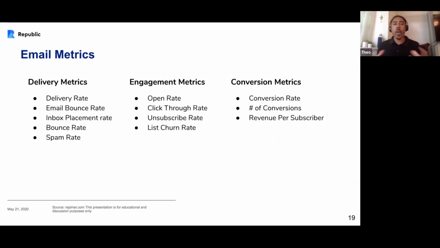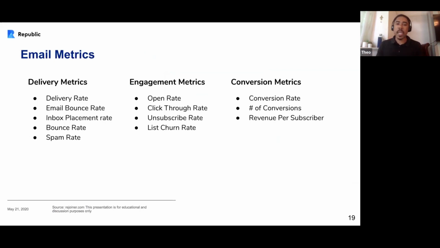And now onto some of the metrics. So we all have heard about open rate, click-through rate. I'm going to give some benchmarks on those in just a second. But what we also have is like delivery metrics. So this is going to be how many emails actually were delivered. What was the bounce rate that you had? What was the inbox placement, the spam rate, right?